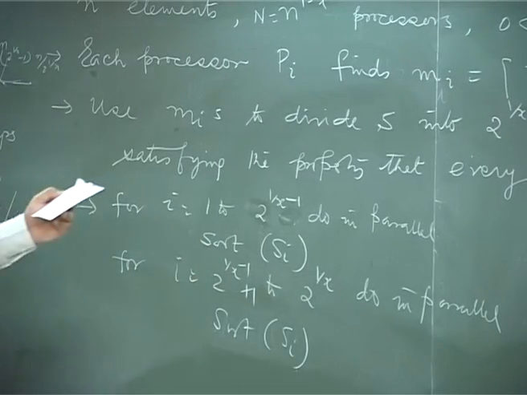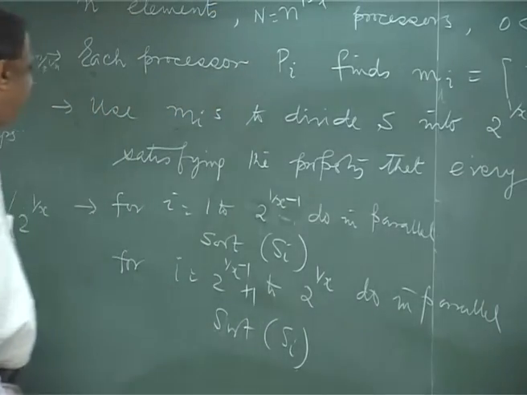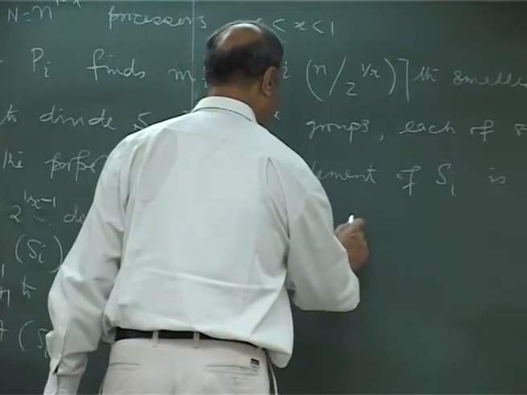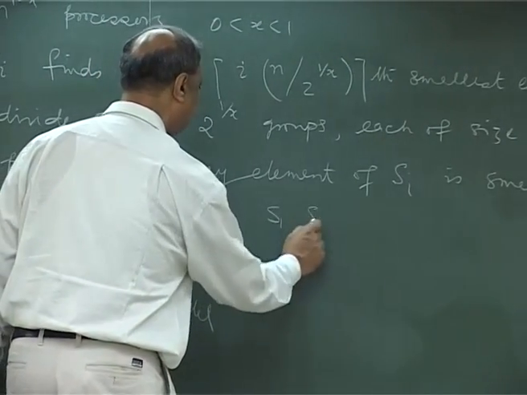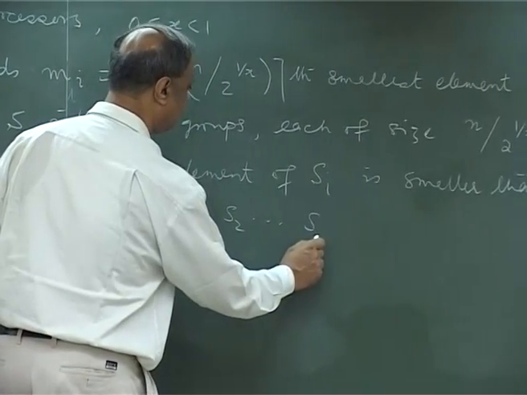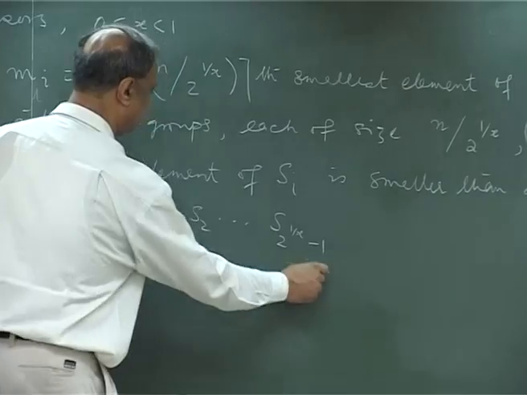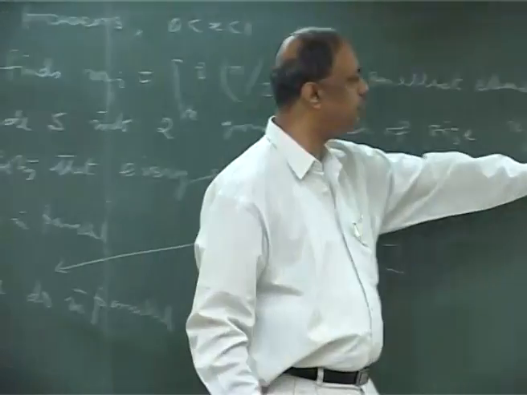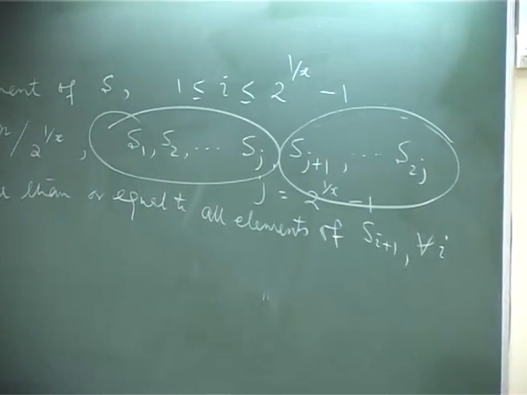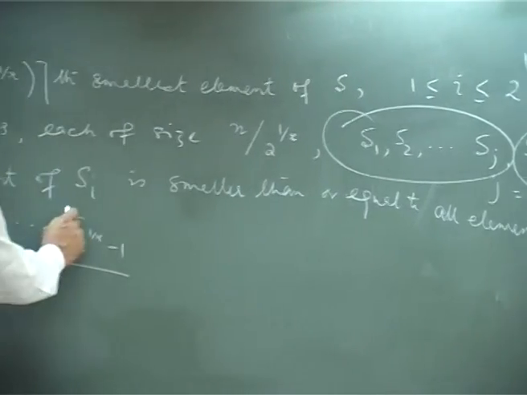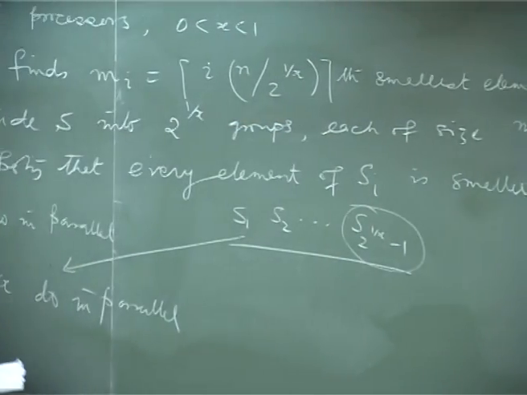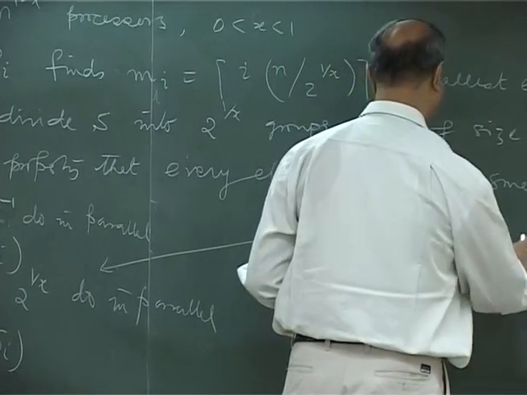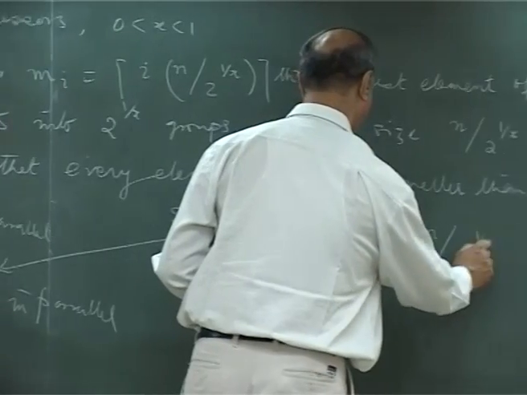Now here you observe what you are employing. How many sequences are there? S1, S2, up to S to the power 1 by x minus 1. That many sequences you have here. I am merging S1, S2, Sj, so that many sequences you have. And what is the size of each sequence? N upon 2 to the power 1 by x.